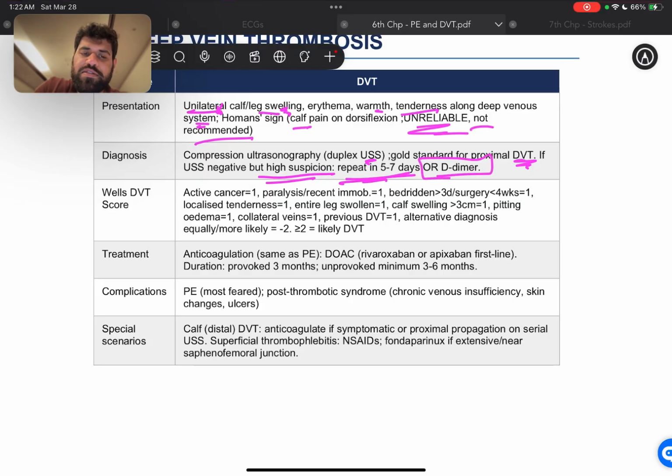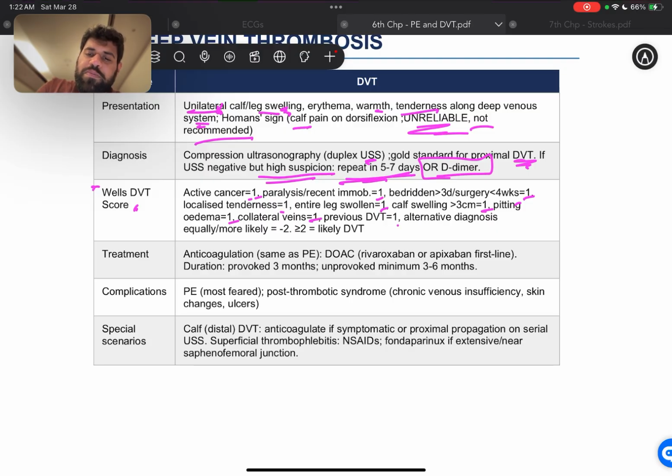do a D-dimer test. Alright, now the Wells DVT score: active cancer is 1, paralysis or recent immobilization is 1, bedridden for more than 3 days or surgery less than 4 weeks ago is 1, localized tenderness is 1, entire leg swollen is 1, calf swelling more than 3 centimeters is 1, pitting edema is 1. So most of these are 1.